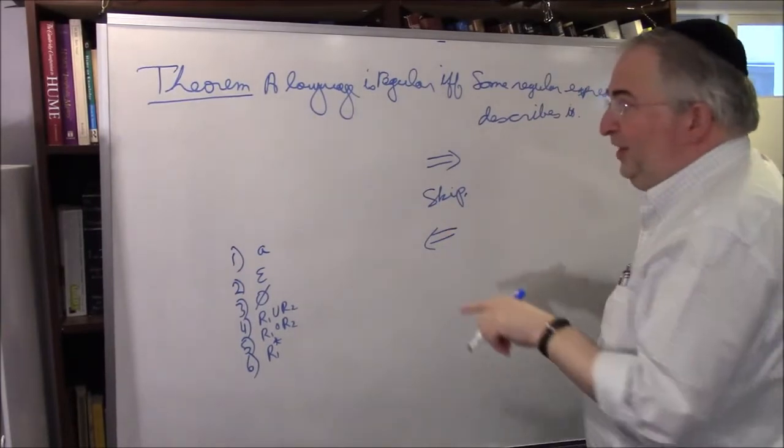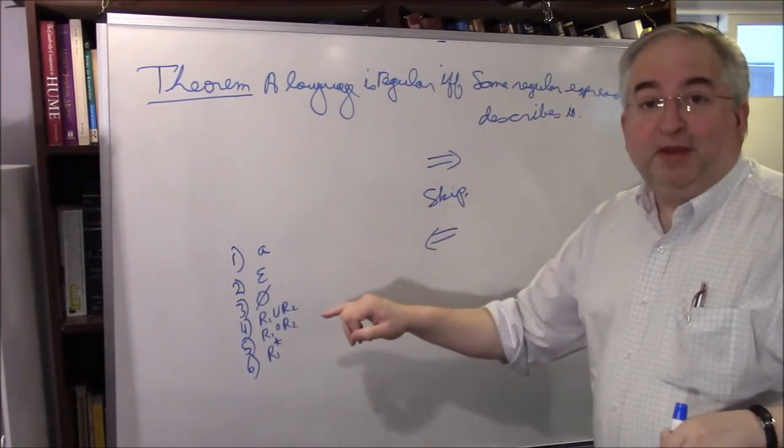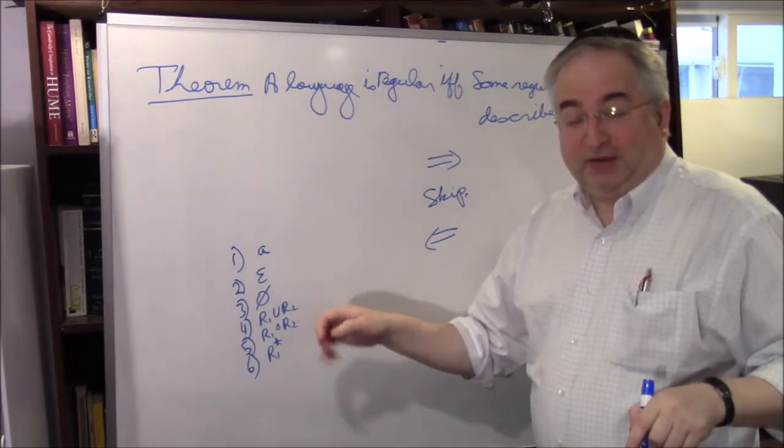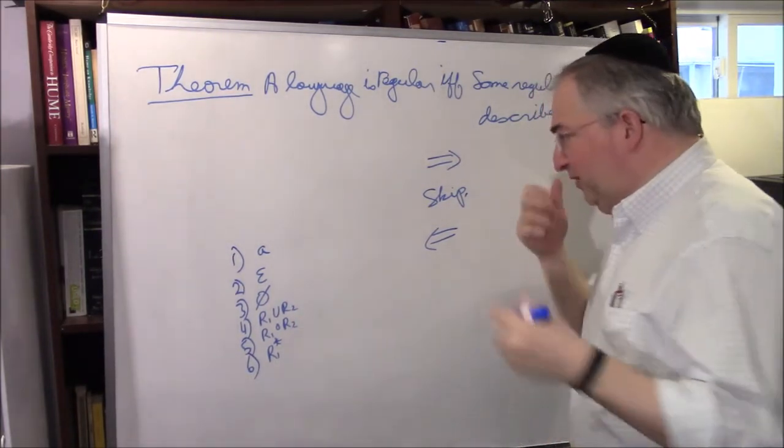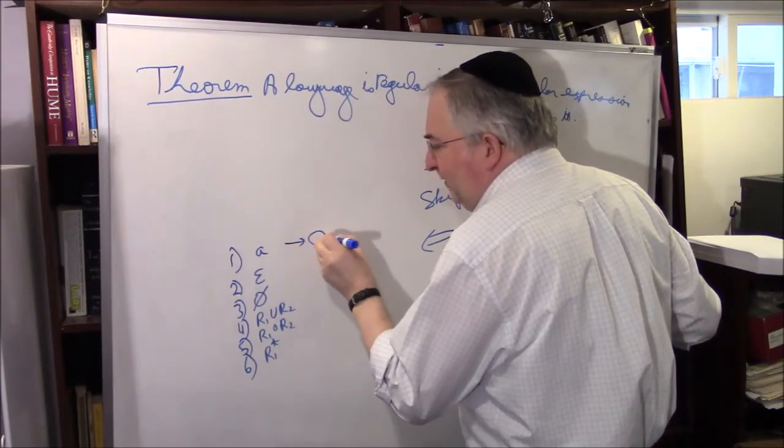Okay, the other way: if you give me a regular expression, find me a finite automaton that recognizes the same language as that. Well, we did that already. Okay, let's just go through some of it.